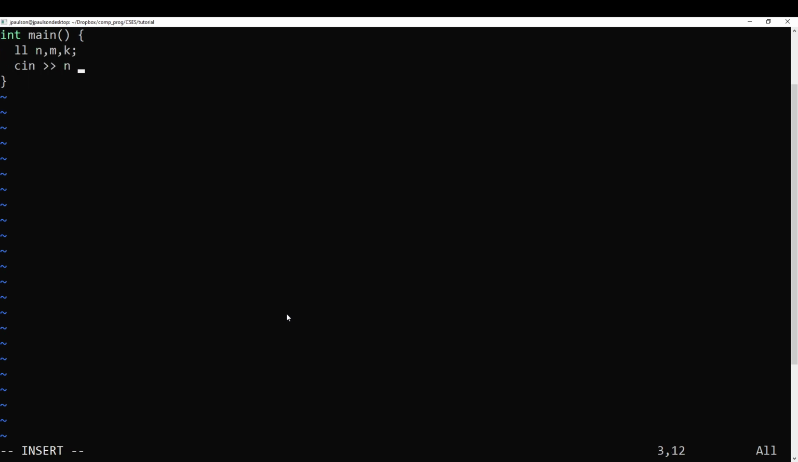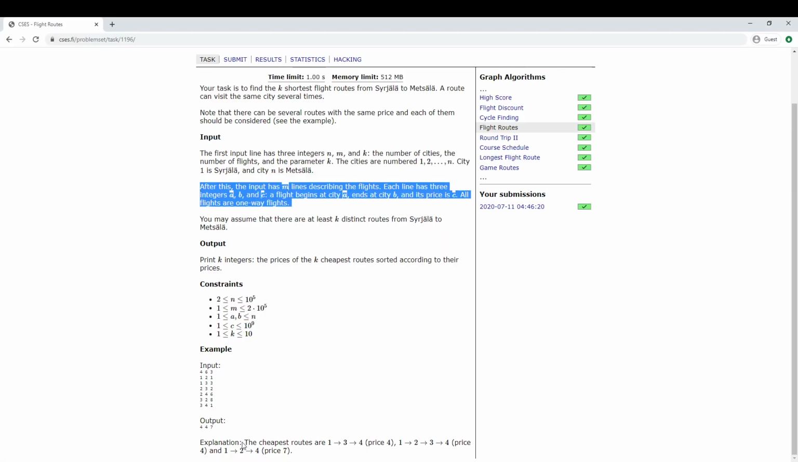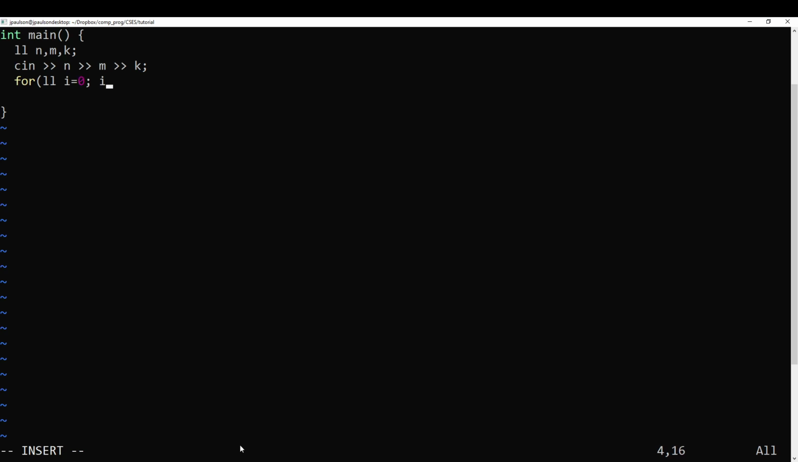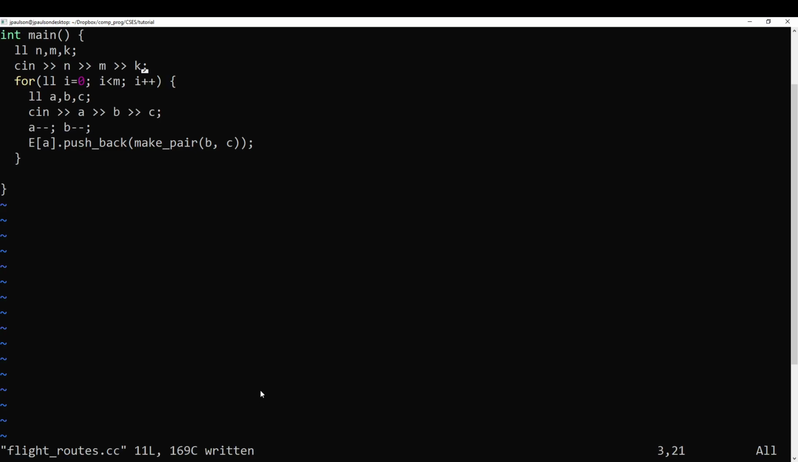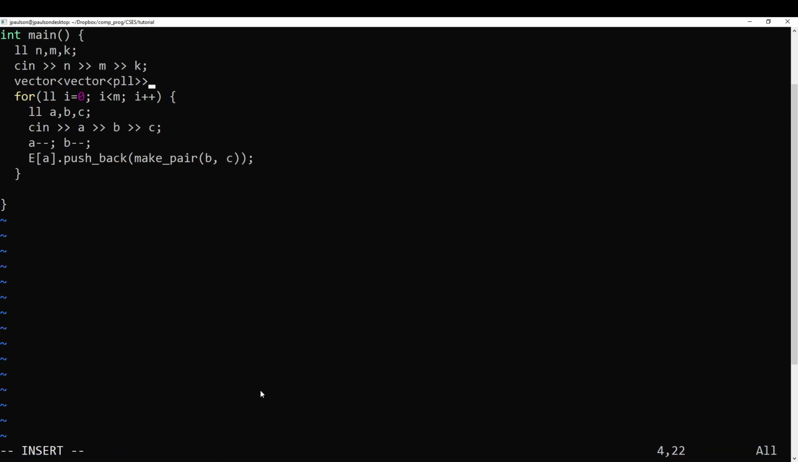N and k. And we just read n lines. Right, so for every vertex, we're going to keep track of the edges coming out of that vertex, the one way. Okay, so we do that.